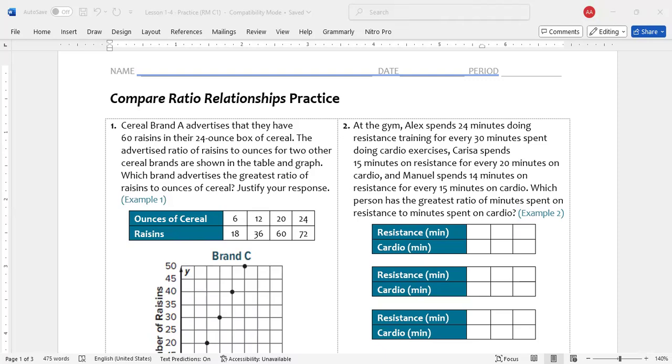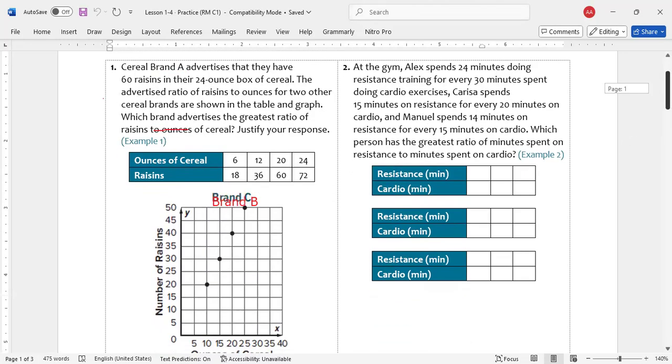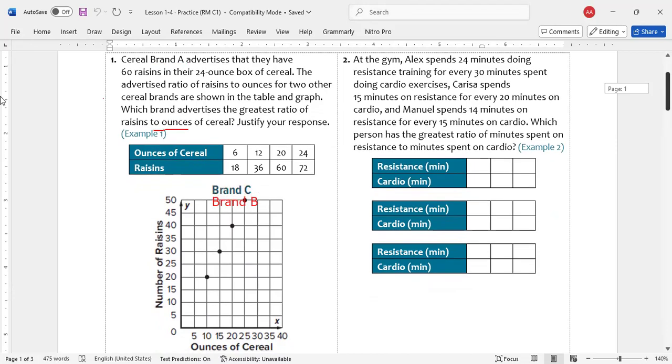For example, starting from question number one, it's mentioned here: cereal brand A. We have been given three different brands. This is brand A, and this one is written in your book. This is brand B, which is given in the table, and this one is brand C in the graph. So we have three different brands, and we want to compare them. Which one has the greatest ratio? Ultimately, we have to keep in mind that if the denominator is the same, then we can compare them.